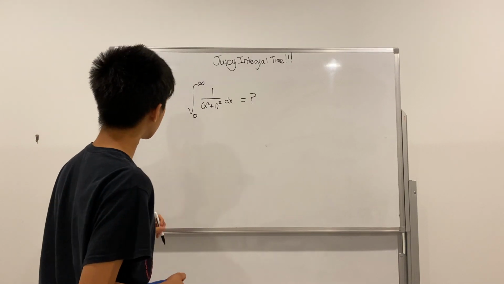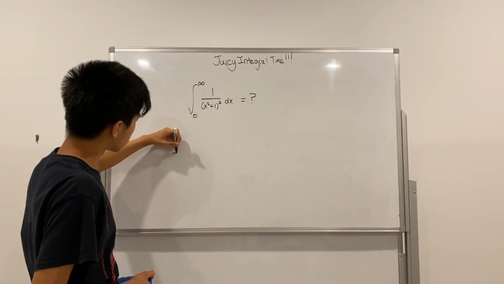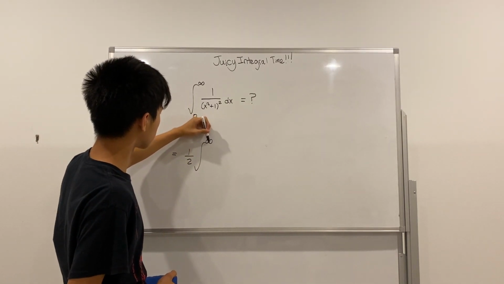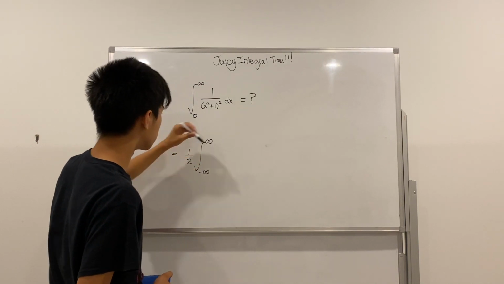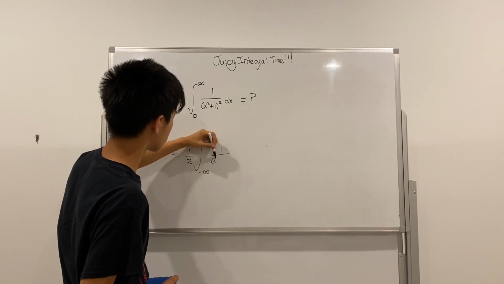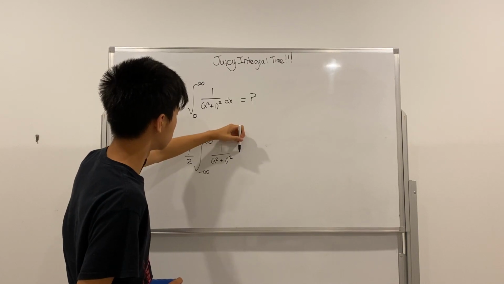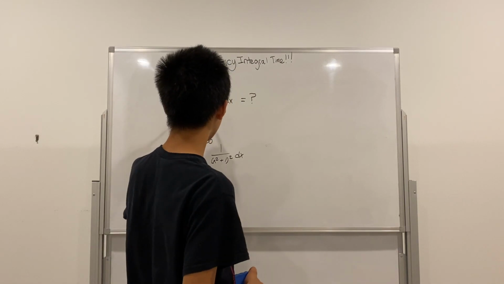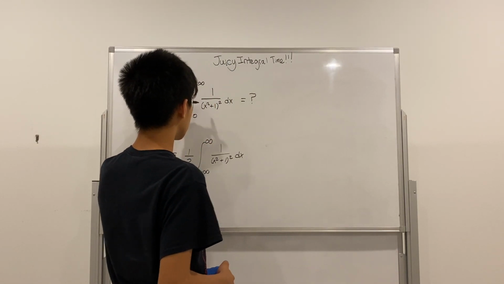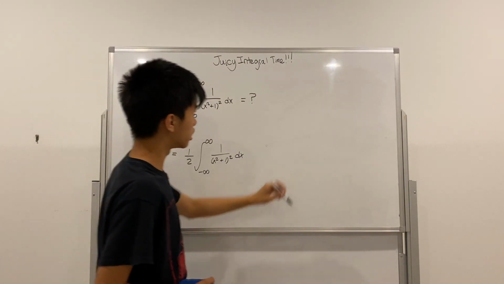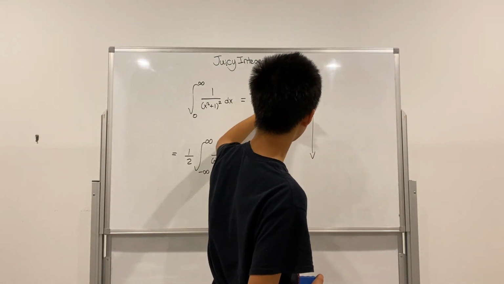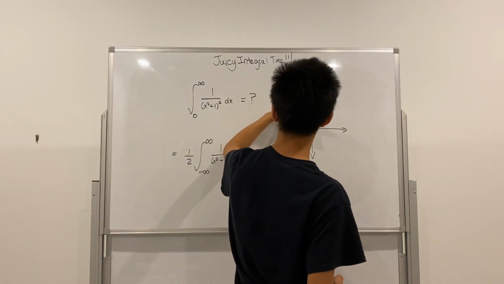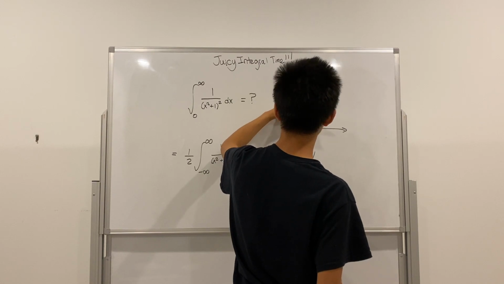So, well, we can start off with saying that this is the equivalent of 1/2 integral from negative infinity to infinity of 1 over (x squared plus 1) squared dx. And why that is, because 1 over (x squared plus 1) squared, whatever, it's a symmetrical function. It's probably going to look like this.